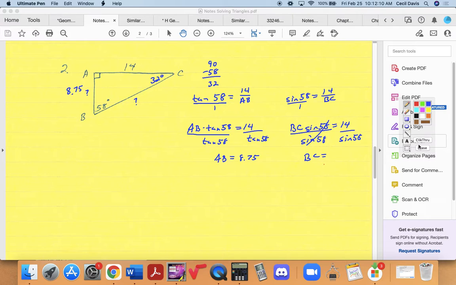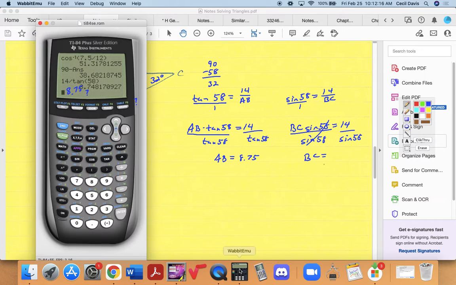Did I say multiply? Sorry. I meant to divide. So this would be 14 divided by the sine of 58. And that comes out to be 16.51.